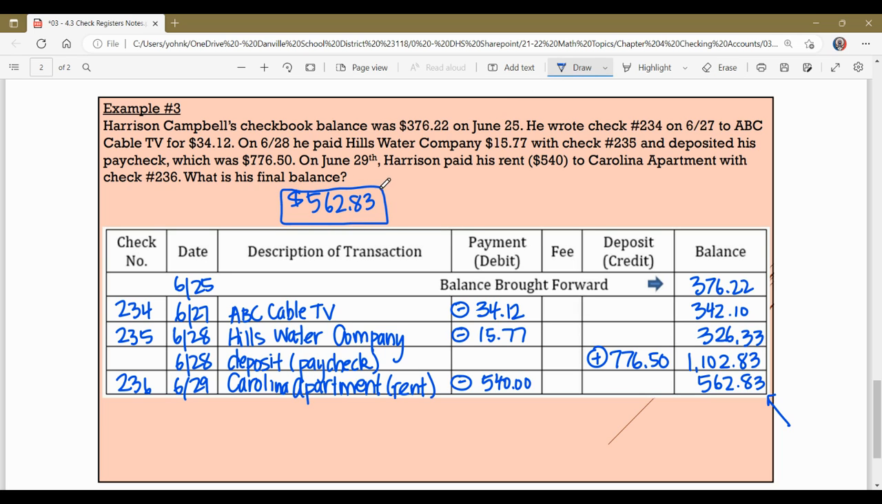All right, so check registers. Keeping very good track of your money will help you not overspend or overdraft and then have to pay stupid late fees for all of the checks that you wrote that were bad.